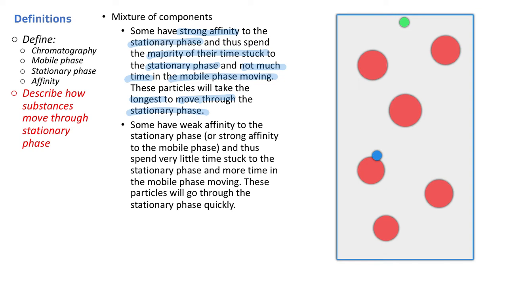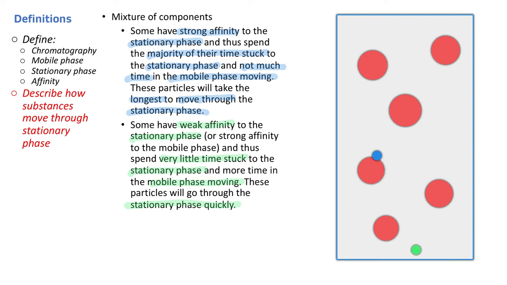Then some substances have a weak affinity to the stationary phase or a strong affinity to the mobile phase, and thus spend very little time stuck to the stationary phase and more time in the mobile phase moving, and these particles will go through the stationary phase very quickly. Right, so this will be the green particle. Maybe this one will totally skip that one because it doesn't have a high affinity to it, right? And it will get stuck there for maybe 1 second, then move through, get stuck there for 1 second, and then move through and keep on going.